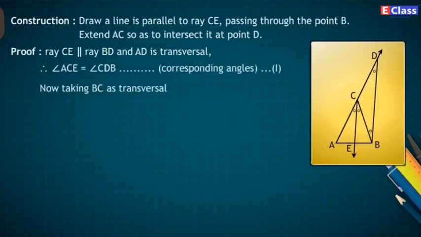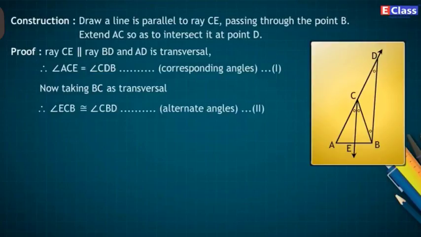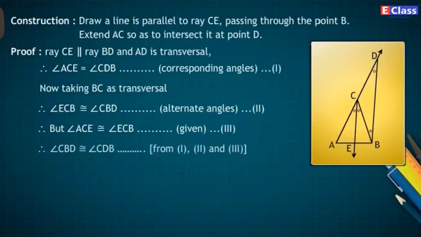Now, taking BC as transversal, angle ECB is congruent to angle CBD because these are alternate angles. Let us mark it as statement 2. But angle ACE is congruent to angle ECB because it is given. Let us mark it as statement 3. Therefore, angle CBD is congruent to angle CDB from statements 1, 2 and 3.